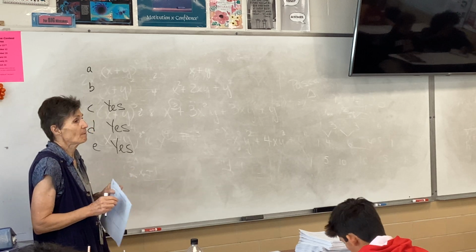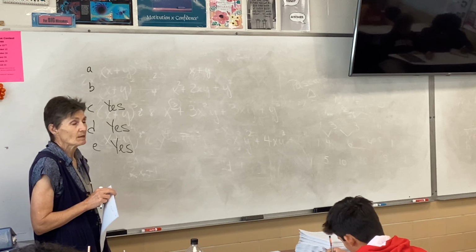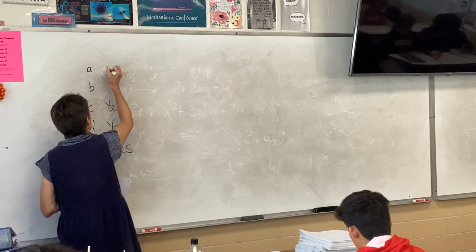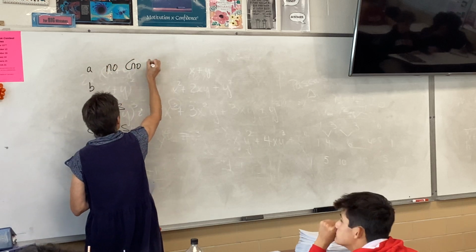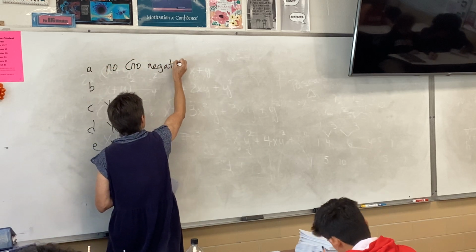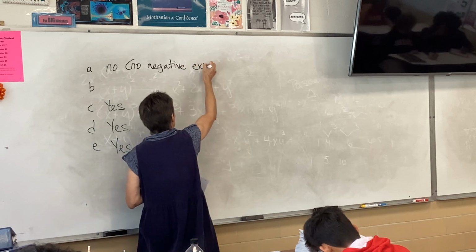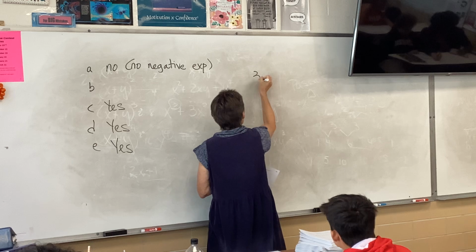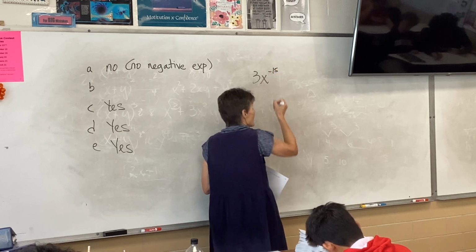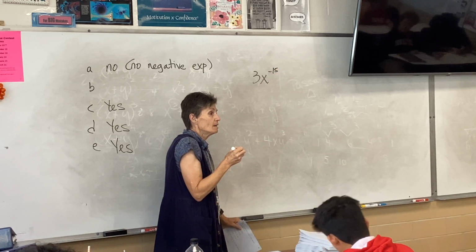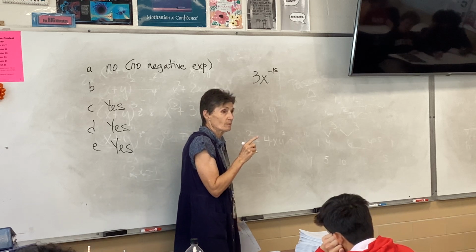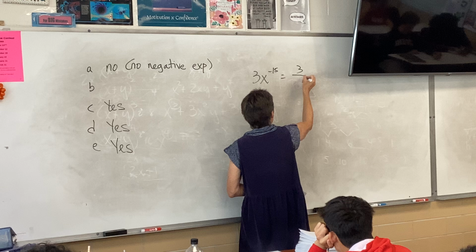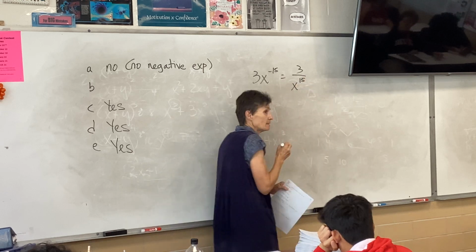A is not a polynomial. Can anybody tell me what you think is wrong with it, Jake? It's a negative exponent. Yeah, you can't have a negative exponent. Now, please listen to me. You can't have a negative exponent because remember what a negative exponent means. Fraction. It goes to the denominator. So this becomes 3 over x to the 15th.